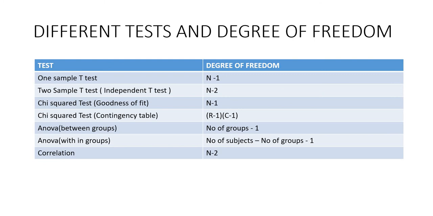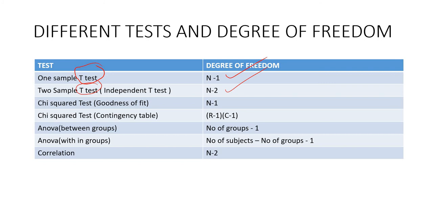See, different tests and the degree of freedom. For example, for a t-test, we have separate videos for t-test, you can watch that. For chi-square test, z-test, Anova, we have videos in the playlist. Please watch it. For one sample t-test, the degree of freedom is n minus 1. Very important. For two sample t-test, also known as independent t-test, the degree of freedom is n minus 2.